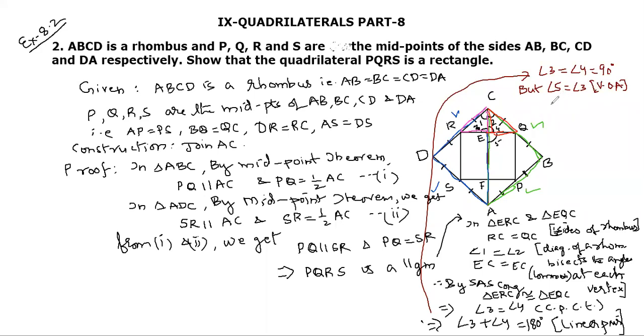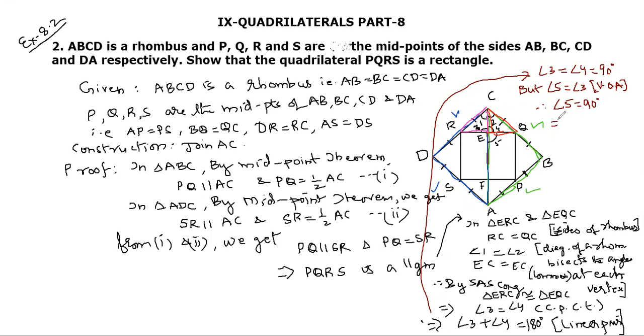When angle 5 is 90 degrees, that means one of the angles is 90 degrees. That means PQEF is also a parallelogram. PQ is parallel to AC, and PQ is parallel to EF also. PQEF is a quadrilateral having a pair of opposite sides parallel and one of the angles 90 degrees.